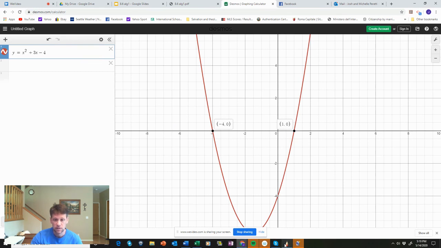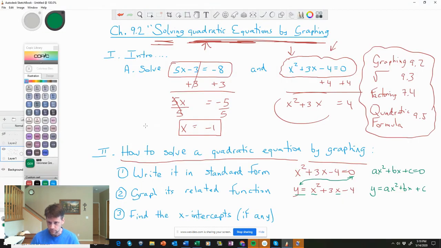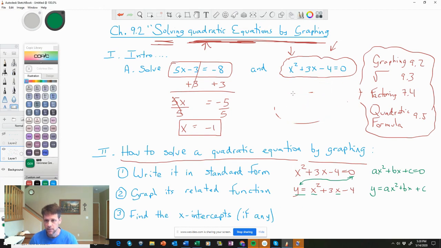Let's take a look at it and make sure that it actually works. So I think, and let me just erase this a little bit. I think that by graphing, I have determined that x equals, what is happening here? What do I do? Oh no. I apologize for my humanity.